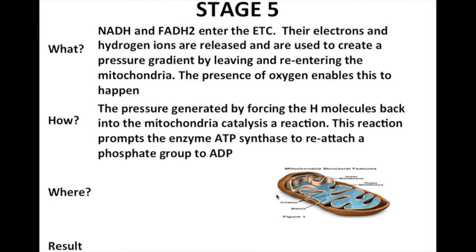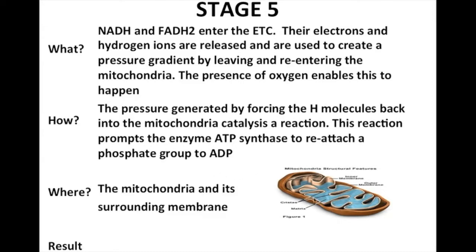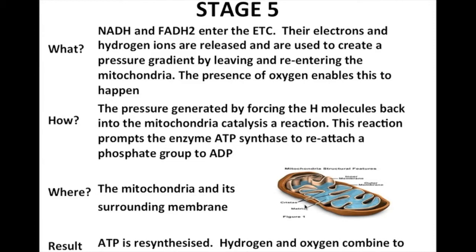Ultimately, at the end of the electron transport chain, we force them back in. The pressure we generate by forcing them back in catalyzes a reaction. This pressure and the reaction that comes from it prompts this enzyme, ATP synthase, to make the phosphate join back onto the end of the ADP. This happens in the mitochondria and its surrounding membrane, and as a result, ATP is resynthesized.